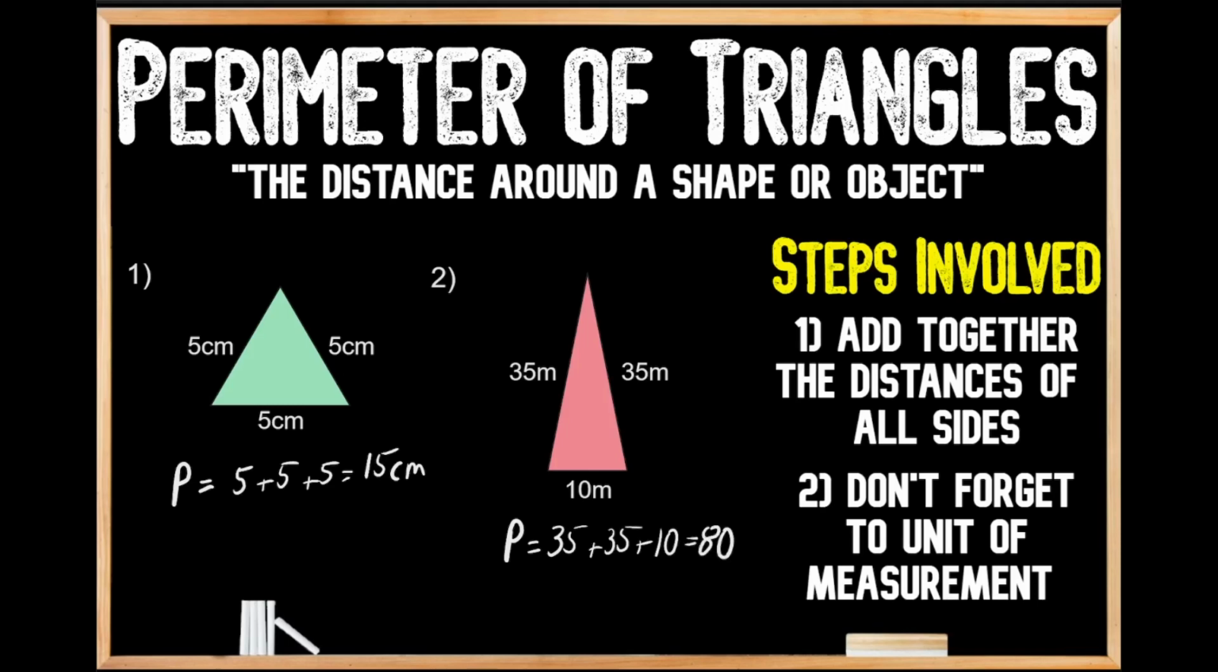But remembering our last step here, we need to make sure that we include our unit of measurement, and we can see that our original unit of measurement here was meters, so the perimeter of this red triangle here is 80 meters. So hopefully by now you understand the steps involved in finding the perimeter of a triangle.